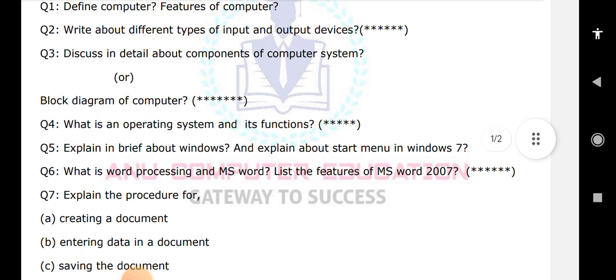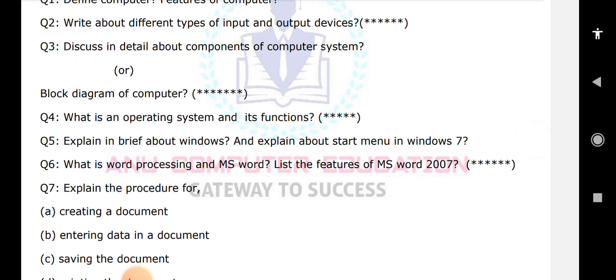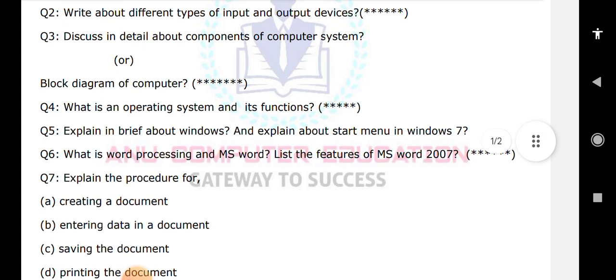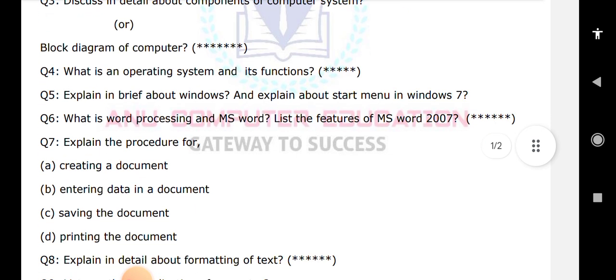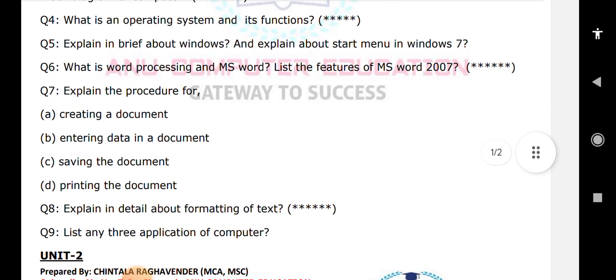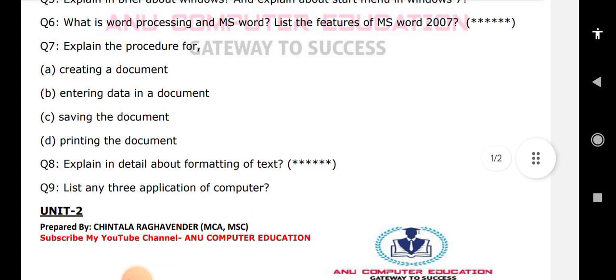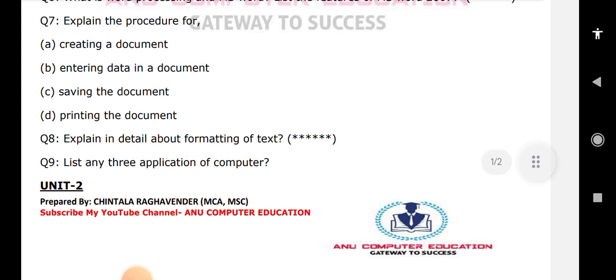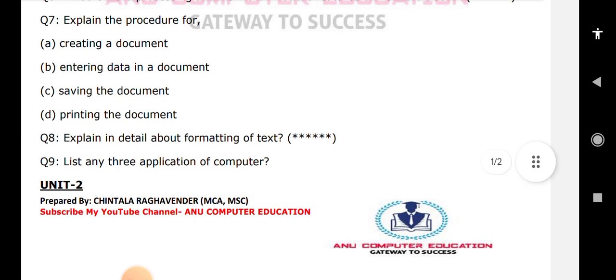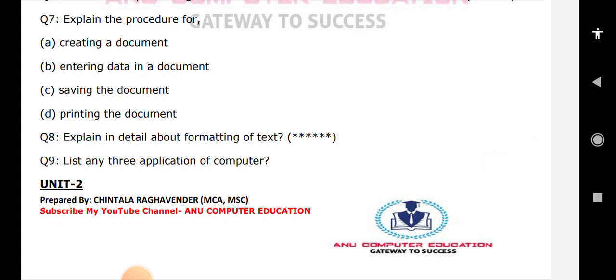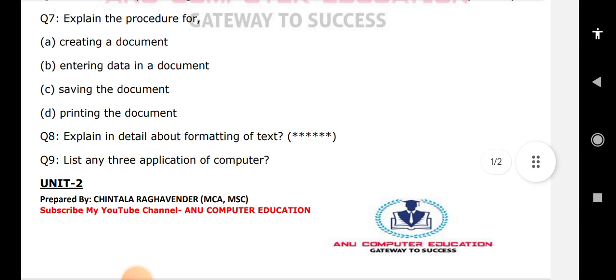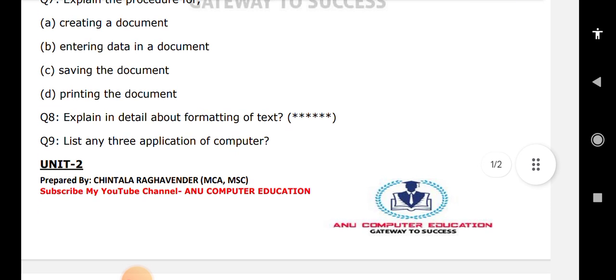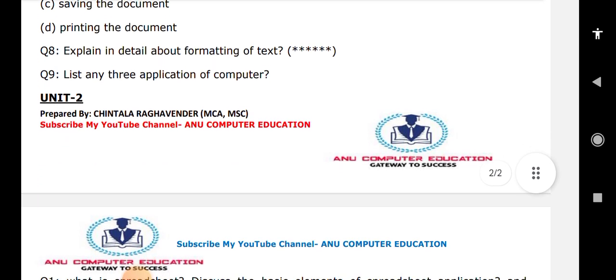And next, a very, very important question is, what is word processing and MS Word, and features of MS Word 2007. How to create a document, how to enter the data, and saving and printing the document. Explain in detail; question number 8 is very, very important. Formatting the text: bold, italic, underline. We can change the font, the background color of the text, and the font style. All these come under the formatting of text. So this is very easy.